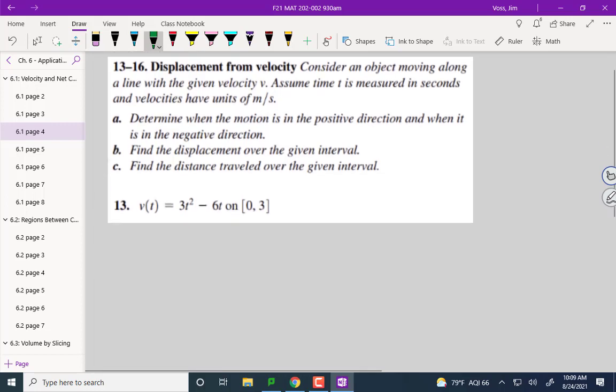Let's take a look at this one. So consider an object moving along a line with velocity v, t is in seconds, velocity is meters per second. Determine when the motion is in the positive direction and when it is in the negative direction. Find displacement and distance. It's very helpful to graph. If you have a graph, as we saw in the prior examples, you can just look at the graph and it all kind of unravels really nicely. So it's super important to be able to graph.